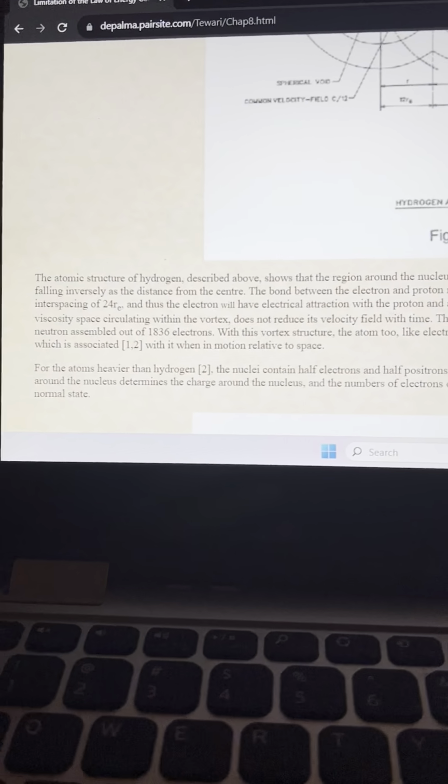The size of the atom is determined by the volume of the nucleus, which in this case is neutron assembled out of 1836 electrons. With this vortex structure, the atom too, like the electron, has no possibility of either emitting or absorbing energy except for kinetic energy, which is associated with it when in motion relative to space.